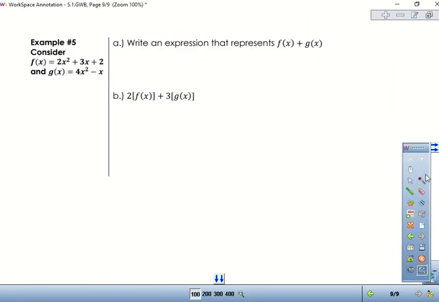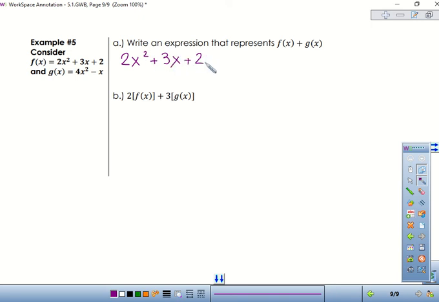Okay. We got 2 more things to do before you guys go off on your own and do some homework. So you're also going to see something like this, where I'm going to give you some functions, and you're going to have to use them to do different operations on functions. So the very first one says f of x plus g of x. So you're going to have to add these together. So we're going to take our f of x function, and we're going to add it to our g of x function.